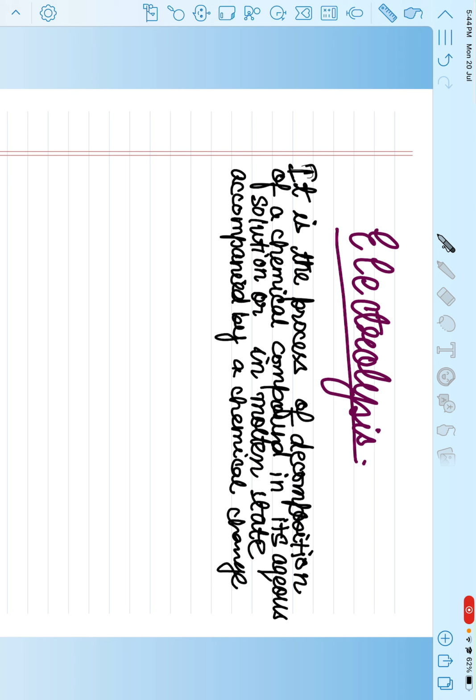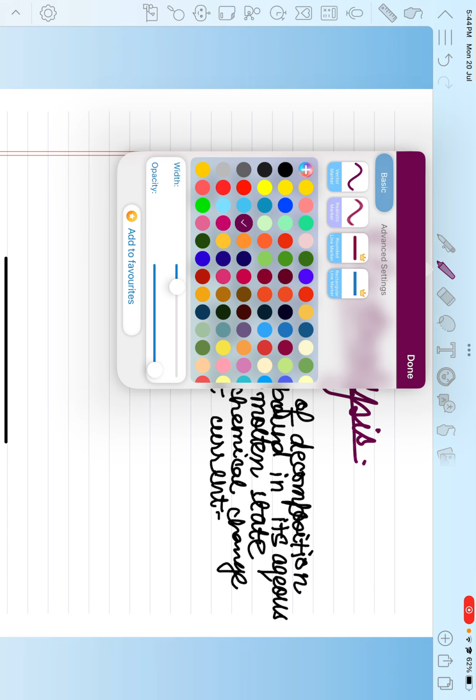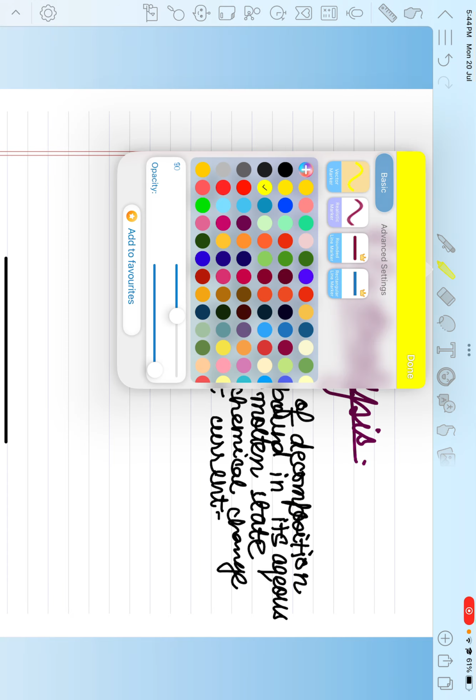तो डिकम्पोजिशन itself is a chemical change, right? But it's accompanied by a chemical change by using direct current. If there's a question like what is electrolysis and you use this definition for 2 marks, then you are getting 2 out of 2. So what are the keywords? Let me just underline for you, yeah, with a buttercup yellow.